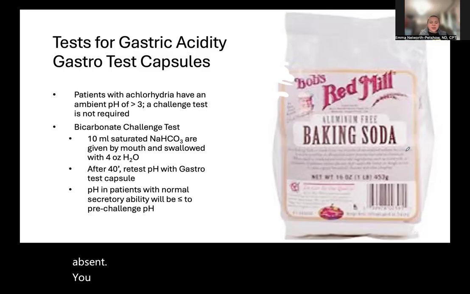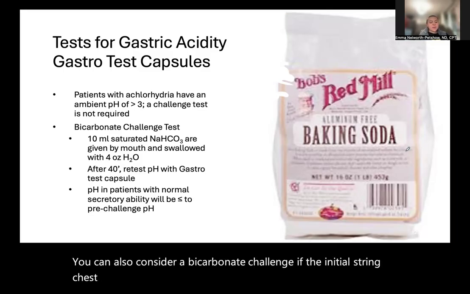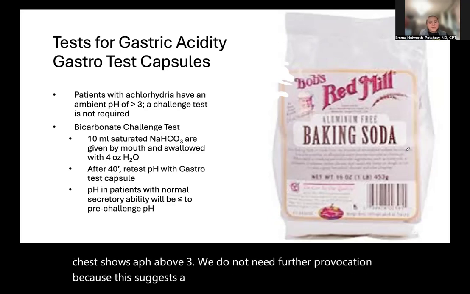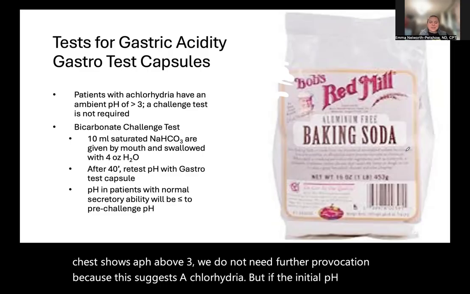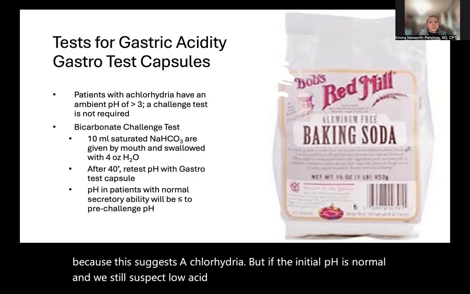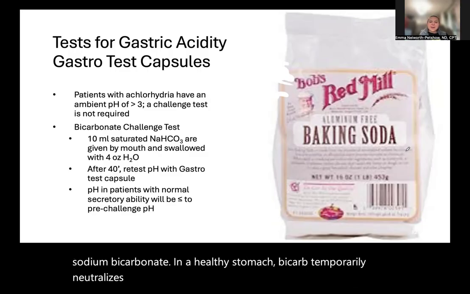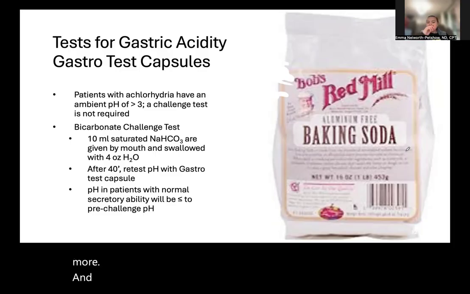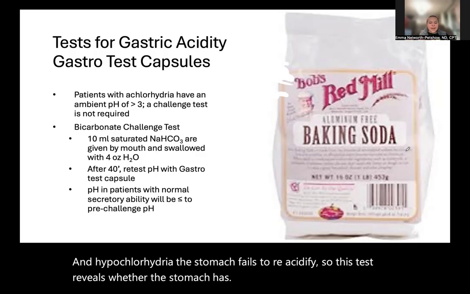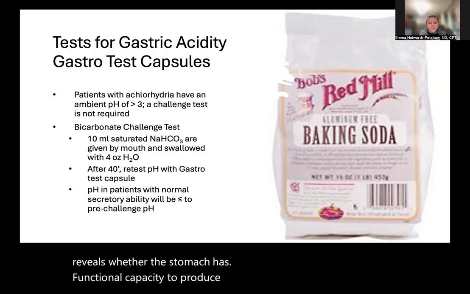You can also consider a bicarbonate challenge. If the initial string test shows a pH above 3, we do not need further provocation because this suggests achlorhydria. But if the initial pH is normal and we still suspect low acid, we challenge the system by giving sodium bicarbonate. In a healthy stomach, bicarb temporarily neutralizes acid, but parietal cells quickly respond by producing more. In hypochlorhydria, the stomach fails to reacidify. So this test reveals whether the stomach has functional capacity to produce acid.